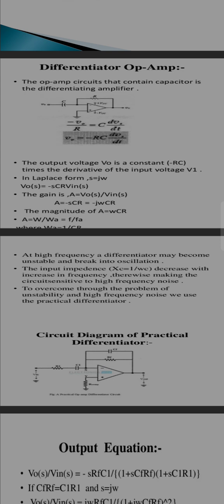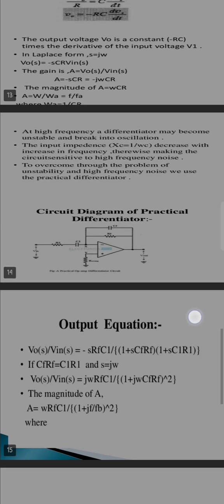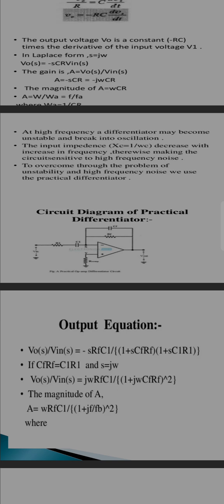To overcome the problem of instability and high frequency noise, we use the practical differentiator. The output equation can be written as Vo(s) divided by Vi(s) equal to minus s R F C1, the whole thing divided by (1 plus s CF RF) into (1 plus s C1 R1).